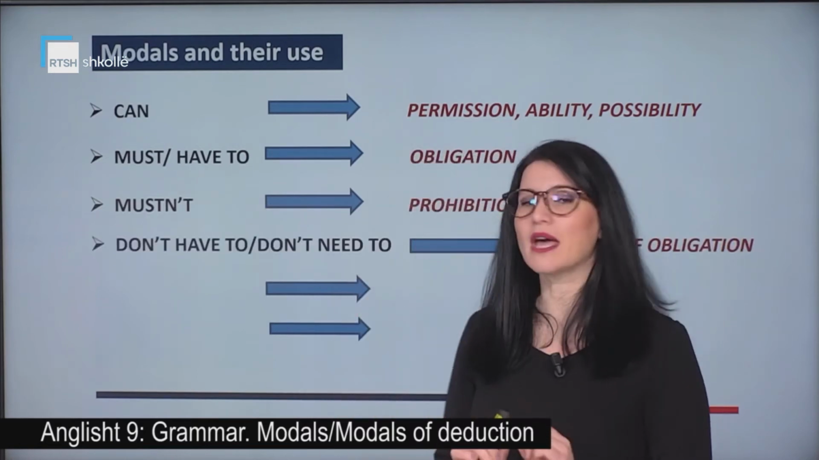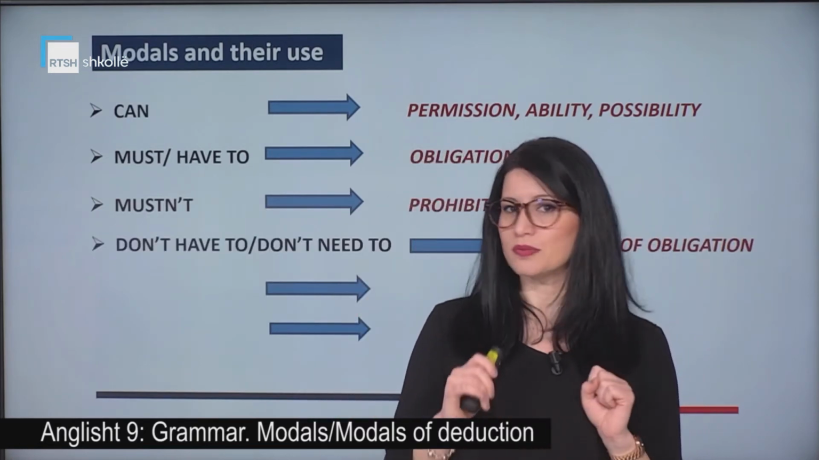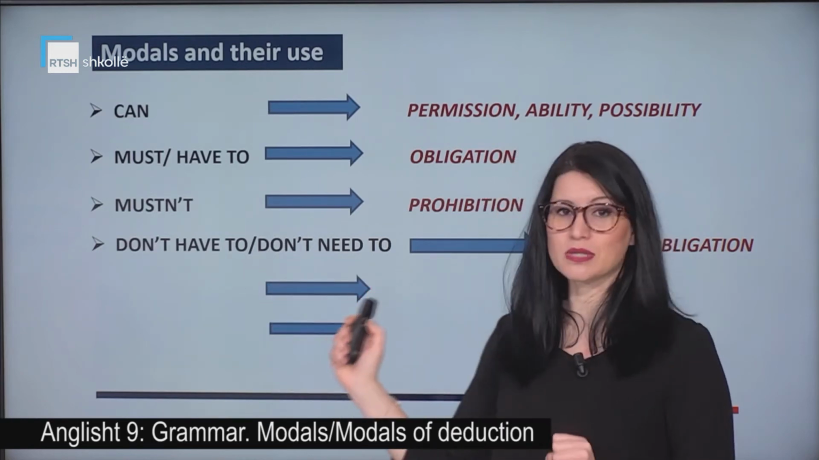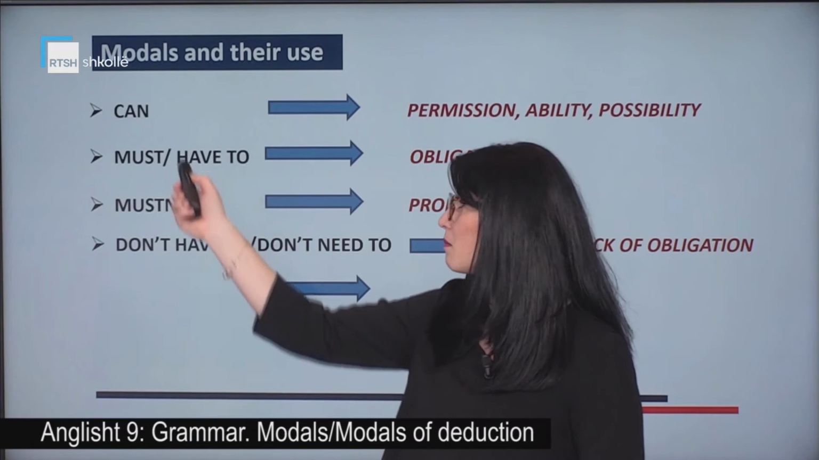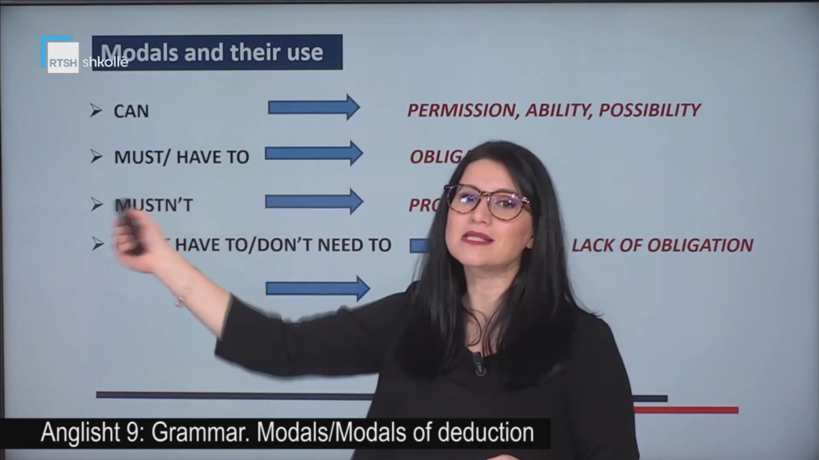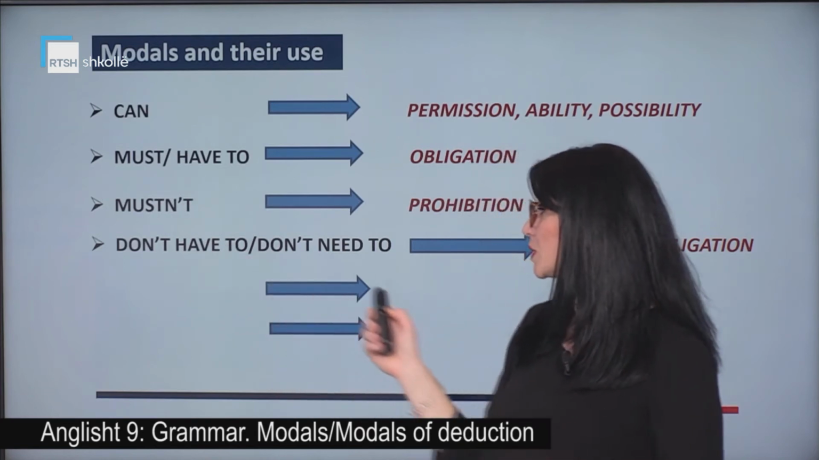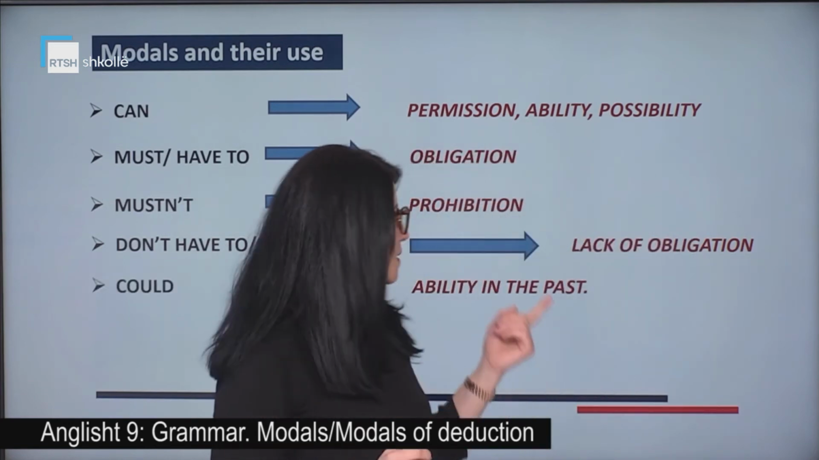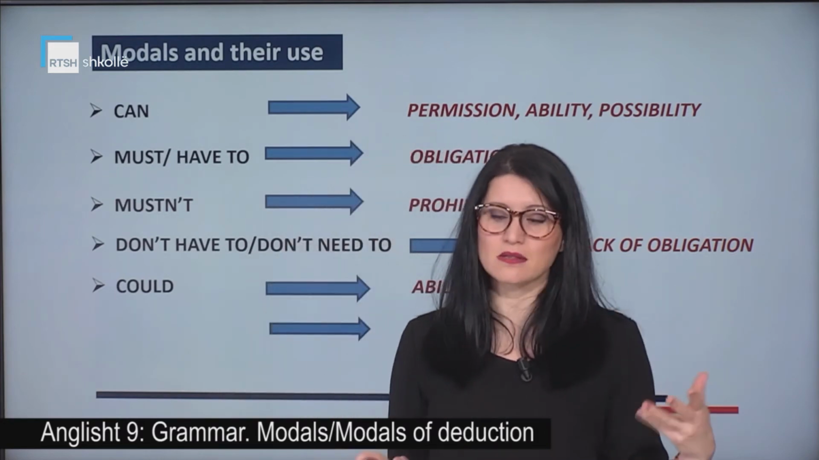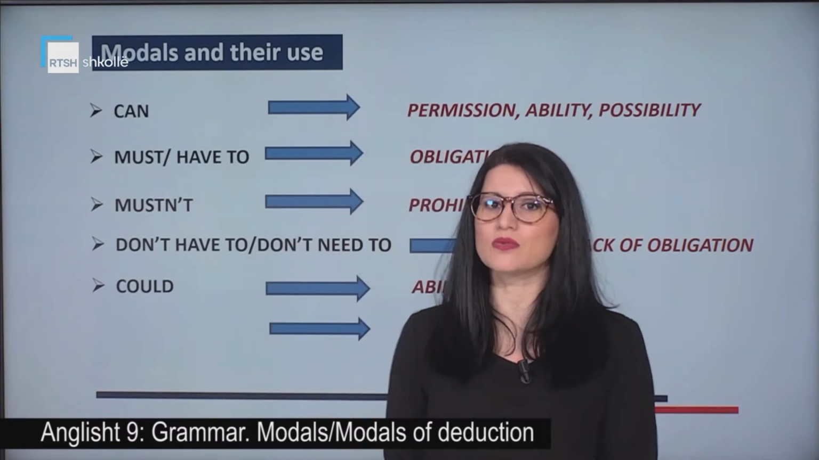Then we have don't have to or don't need to. We should be very careful with don't have to and don't need to, because it is not the negative form of have to. The negative form of have to is mustn't. Don't have to or don't need to express lack of obligation. It is not necessary to do something.